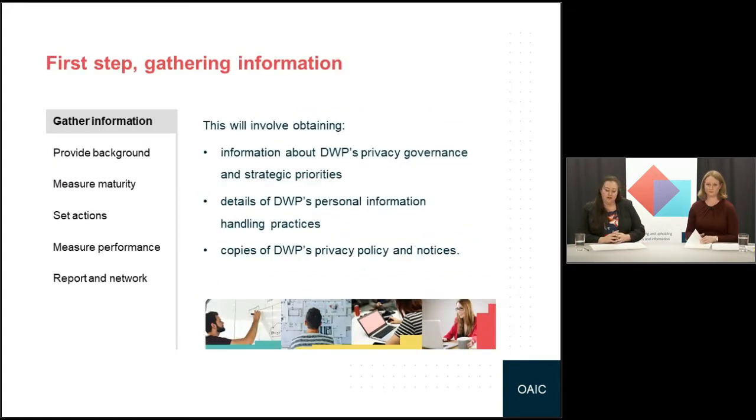So firstly, the officer or officers preparing the PMP gather relevant information. This includes information about DWP's privacy governance and strategic priorities, details about the agency's personal information handling practices, and copies of their privacy policy and notices. There are no strict methods on how you obtain relevant background information. You could, for example, consider conducting interviews with management and staff, undertake site visits, use workshops or surveys for staff, or a comprehensive review of the relevant documentation.